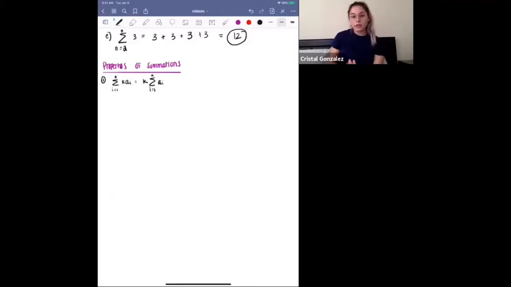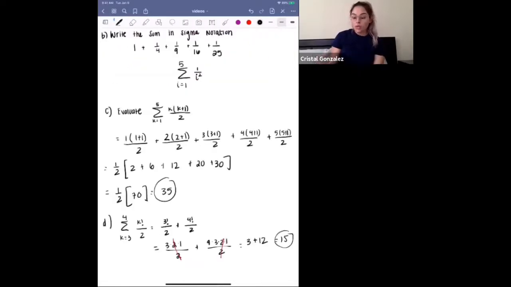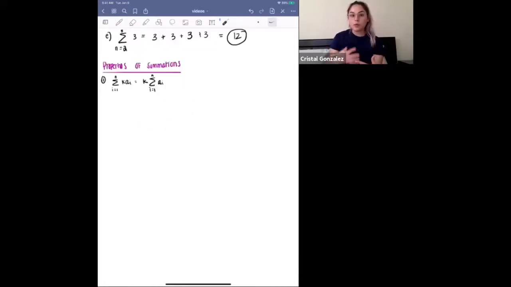Which is really nice, because I didn't do this earlier, but if we take a look at example C, at the very beginning we have a 1/2 out in the front, and I could have just brought that 1/2 out, but I didn't do that because I wanted you to see the property. So now you know you can factor any constant out of a summation, just like when you're taking the derivative, you can factor that out. A lot of the same properties as derivatives, actually.